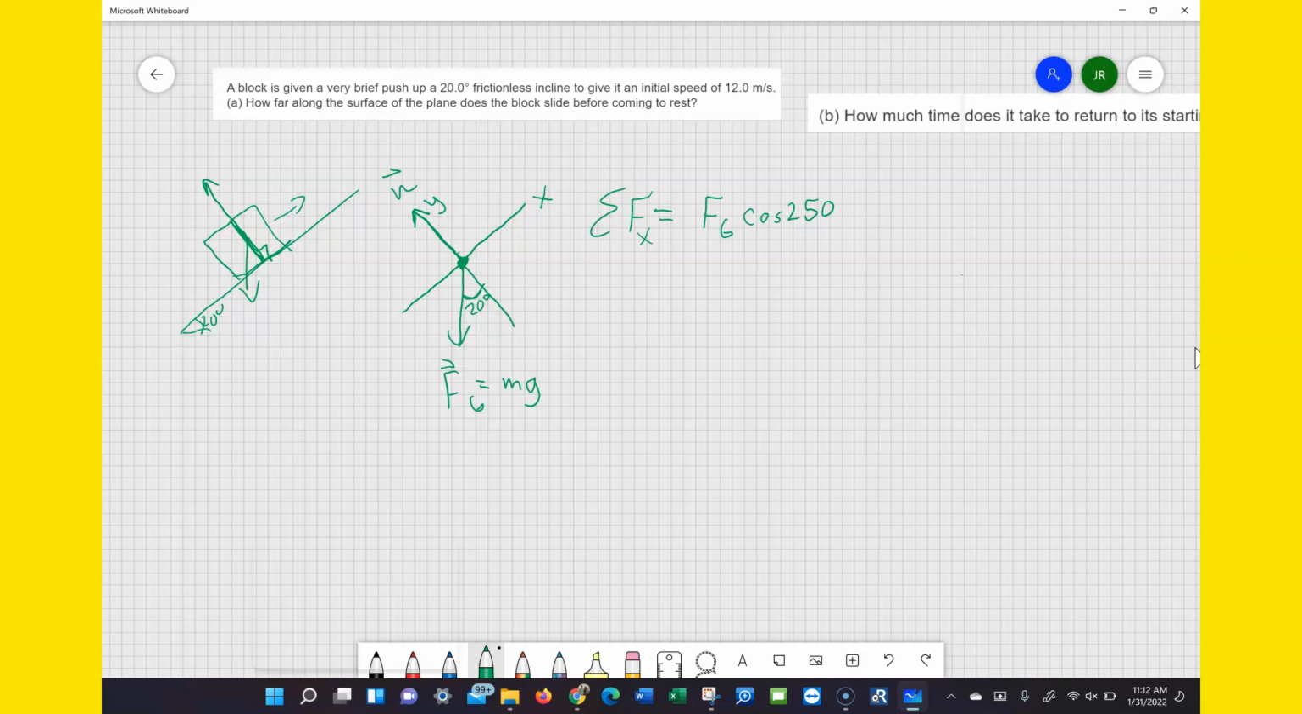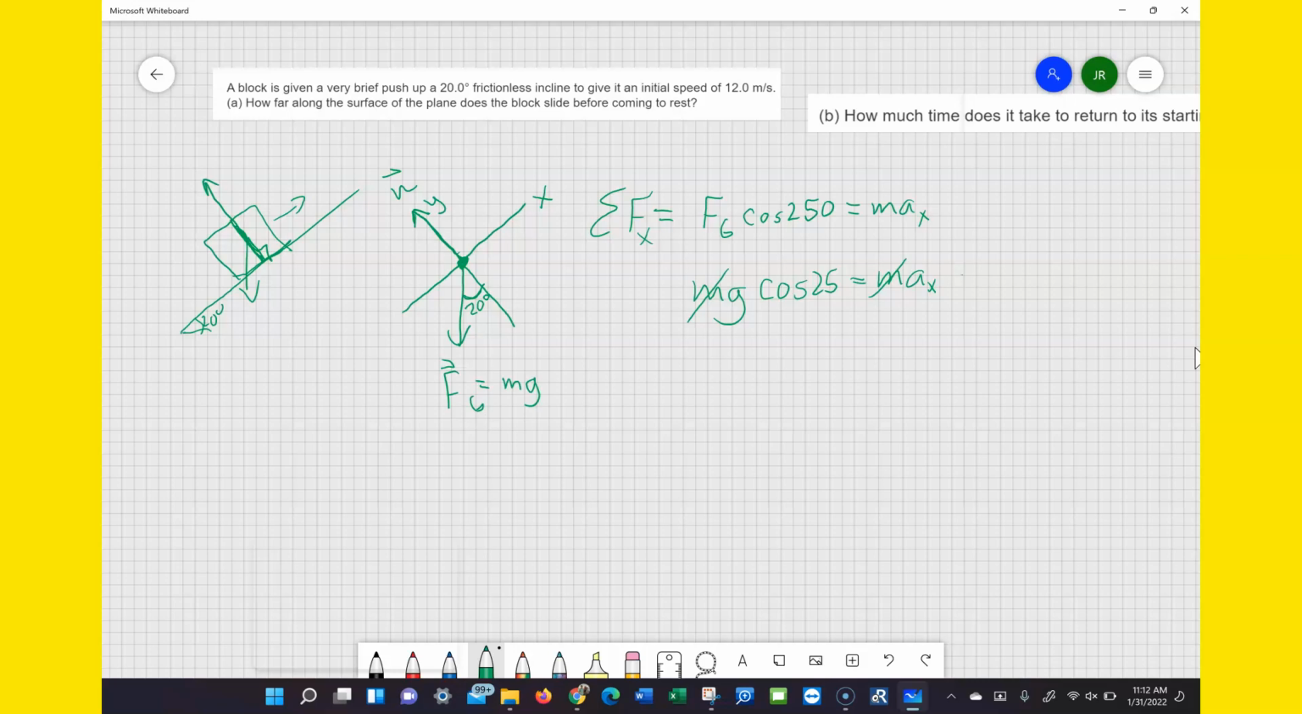So cosine of 250, that's the standard angle, equals MA in the x direction. And FG is just the same thing as MG. MG cosine 250 equals M times the acceleration in the x direction. Notice that the two m's can cancel, which is why they were able to not even give us the mass, because the mass is going to cancel out anyway and not be needed for the answer.